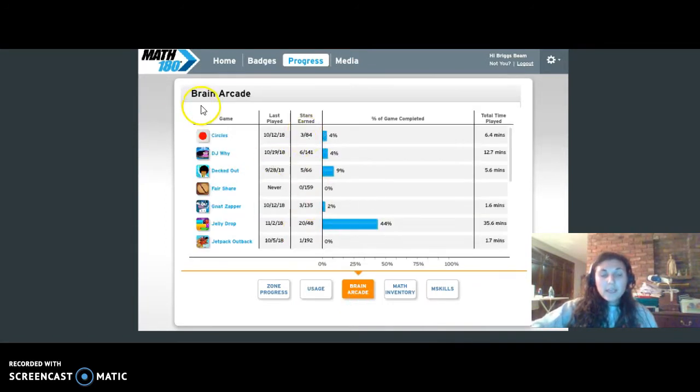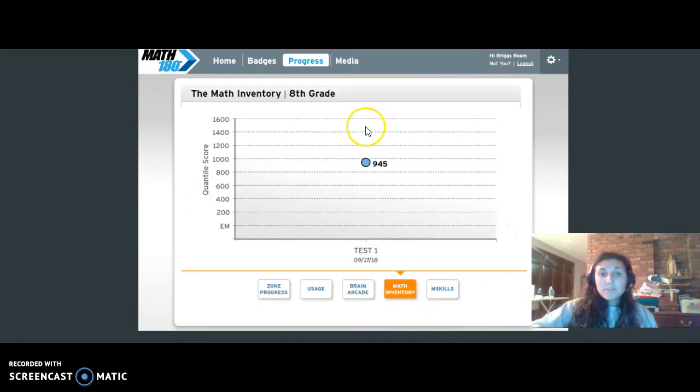Brain Arcade, this is the game section I was telling you about. You can see your percentages on that and how much time you are on it. Math Inventory is the test that they take before they start, because what we do with this is we see their growth over the school year. So they'll take one in September, they'll take one in January, and then one in May. And the goal is that they all grow throughout the school year.